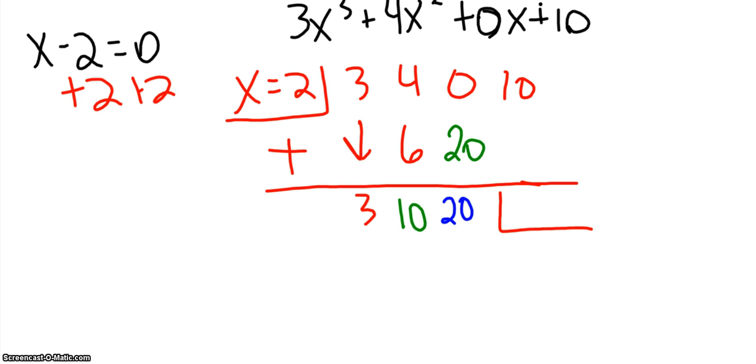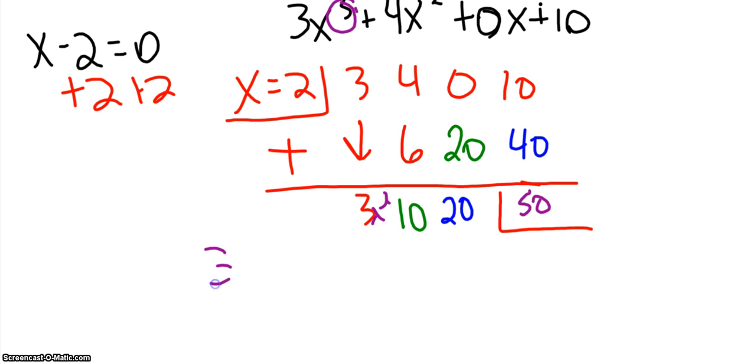Now we're going to multiply. 2 times 20 is 40. Now add. 10 plus 40 is 50. Alright, now as we said in the last example, this first term is going to have 1 degree lower than the x cubed. So we're going to start with the x squared.